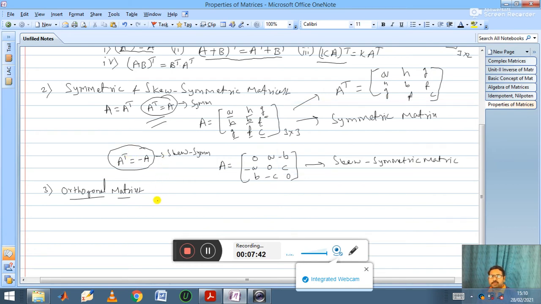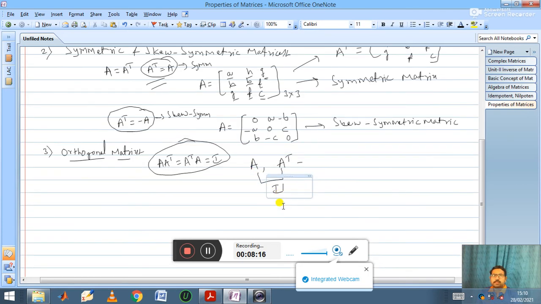Okay, so then go to the next definition, orthogonal matrix. The orthogonal matrix definition is A into A transpose is equal to A transpose into A is equal to I. This is known as the definition of an orthogonal matrix. Suppose they give a matrix A, you take its transpose, that is A power T. Then if you multiply these two matrices and the result is the identity matrix, then we can say that the given matrix is orthogonal.